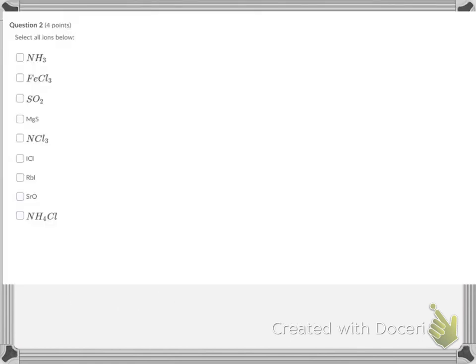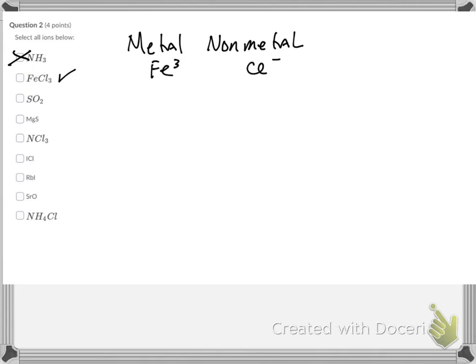Select all the ions below. Okay, so let's do that. Keep in mind our model for ionic behavior is a metal with a nonmetal. So that would exclude nitrogen and hydrogen, which is ammonia. That's not a metal. That's not an ion. Iron chloride is, iron's a metal, chloride is a nonmetal. Sulfur dioxide is not an ion because sulfur and oxygen are both nonmetals.